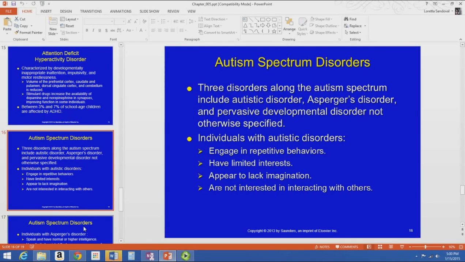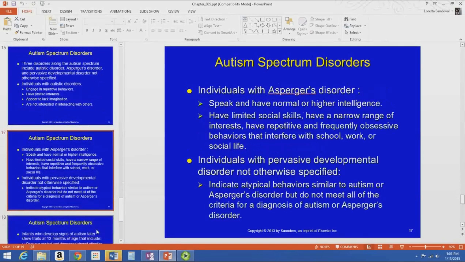So people with autistic disorders engage in repetitive behaviors, have limited interests, appear to lack imagination, and are not interested in interacting with others. So that's kind of interesting.